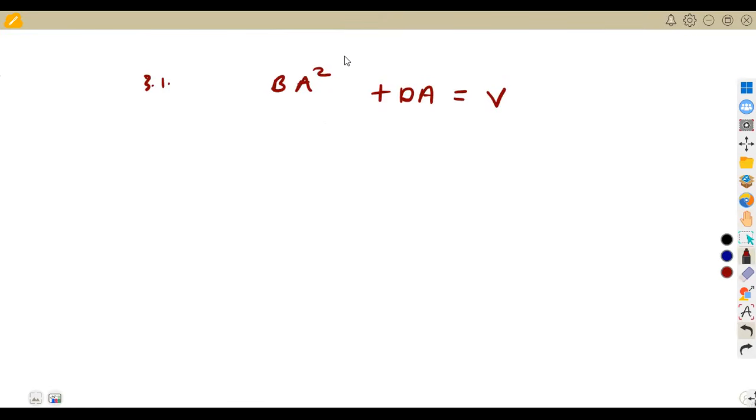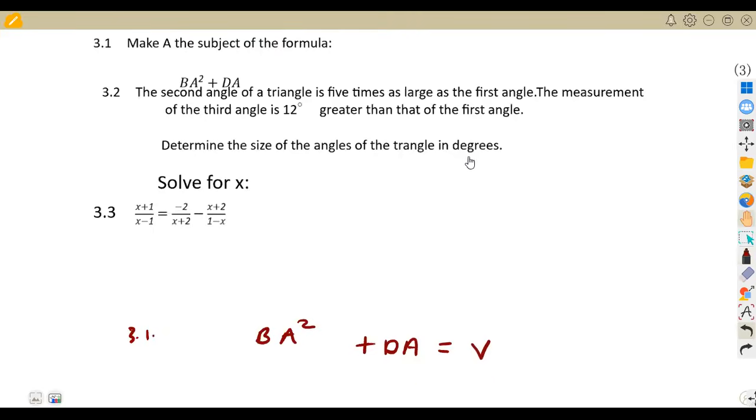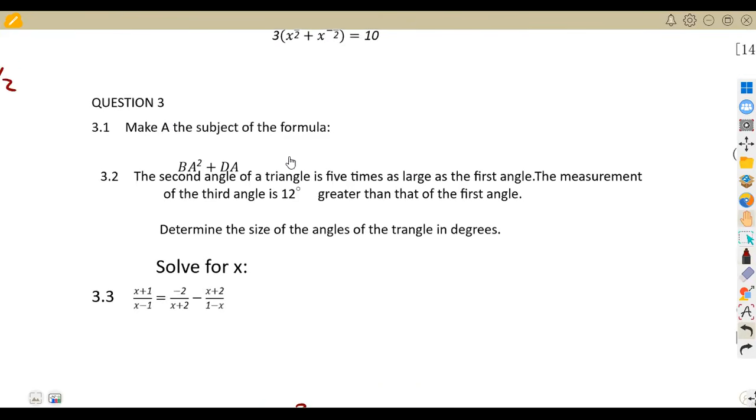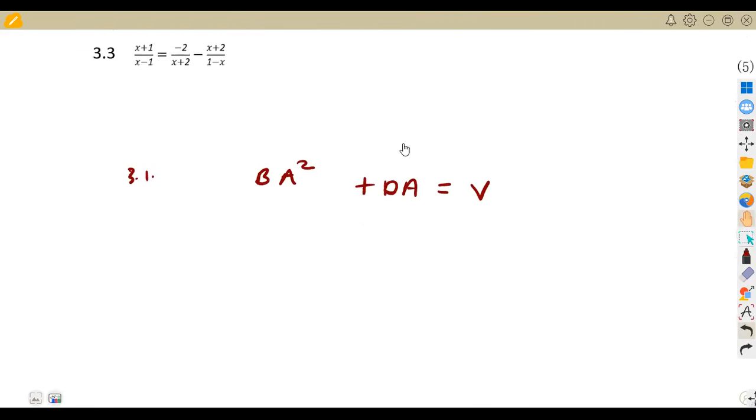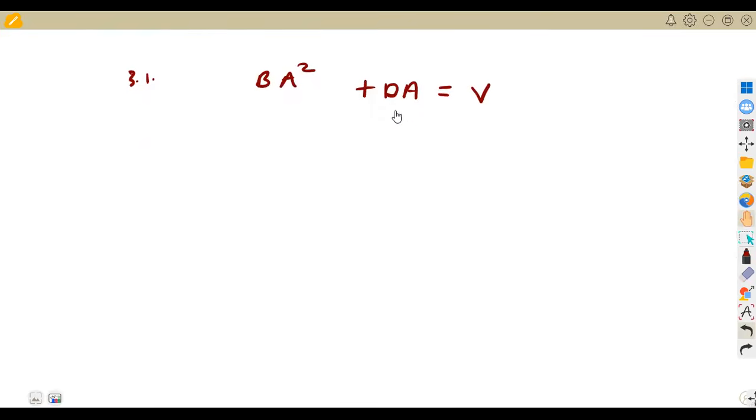What type of question is this? When you're asked to make A the subject, you are actually solving for A. The question here is make A the subject of the formula. To solve for A, you're going to work it by completing the square method, or you're going to use the quadratic formula, because A is raised to the exponent of 2.